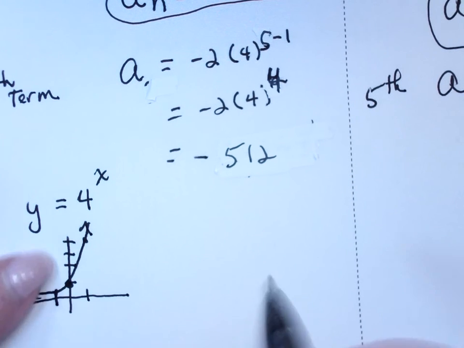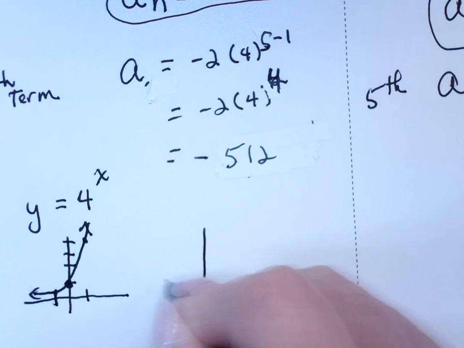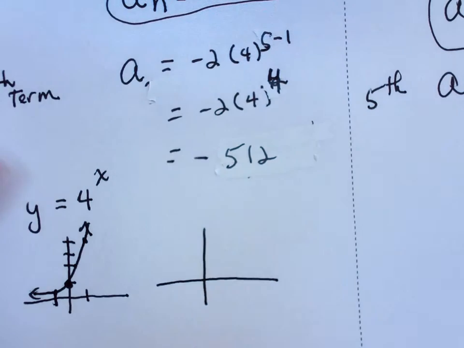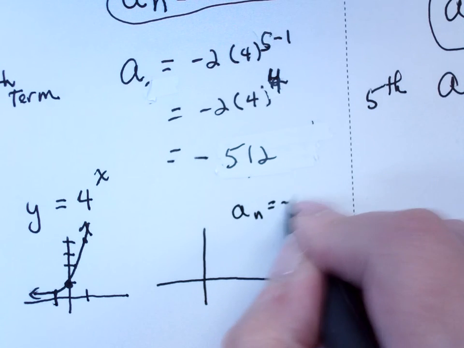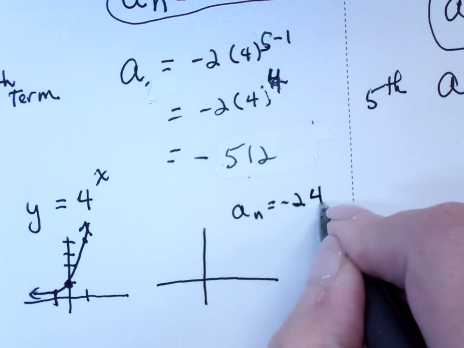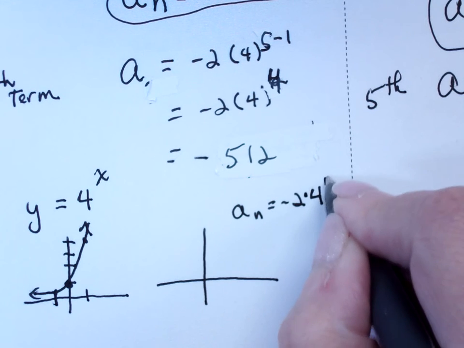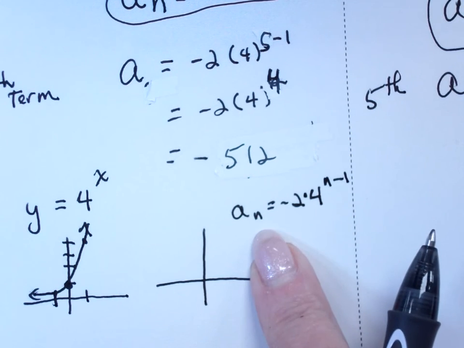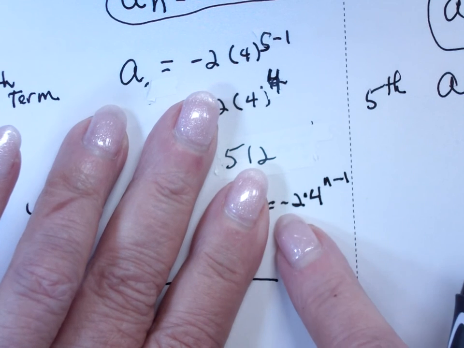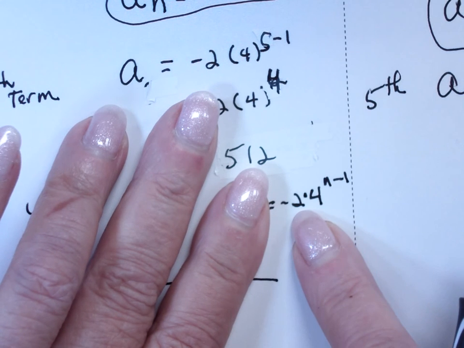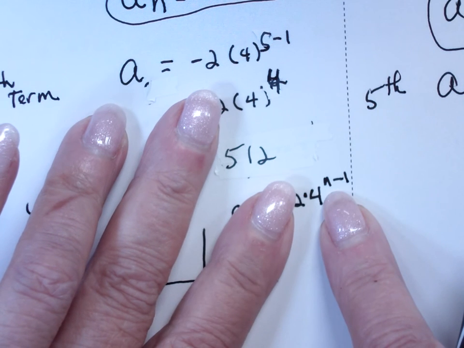So if I'm looking at what we're dealing with now, this would be a sub n is -2 times 4 to the n minus 1. If n were an x, so that would be y equals, this would reflect over the x-axis. This would be a vertical stretch factor of 2. This would be right 1.